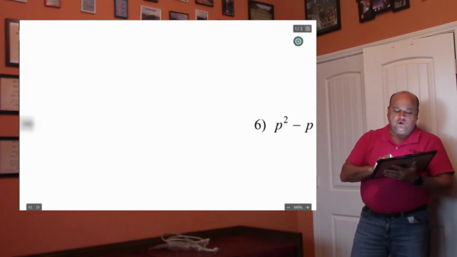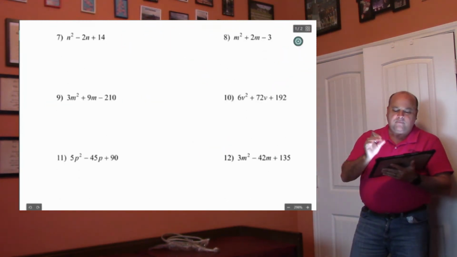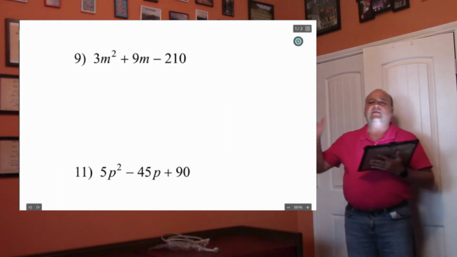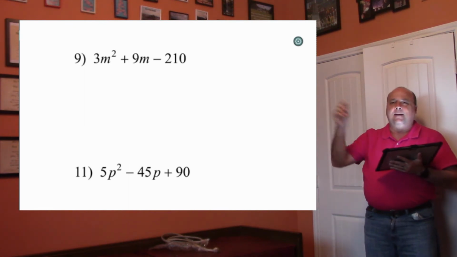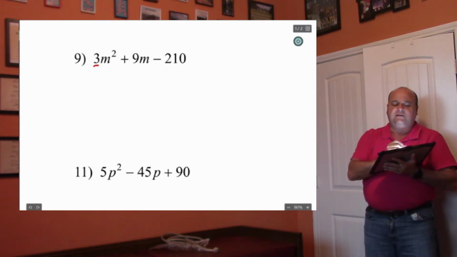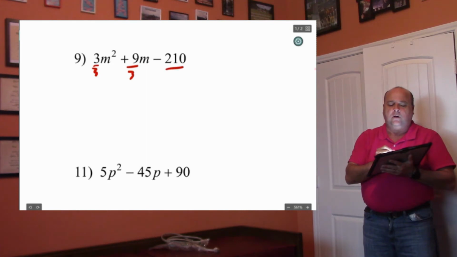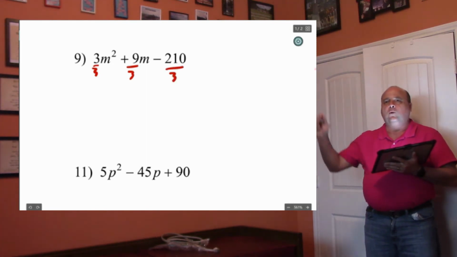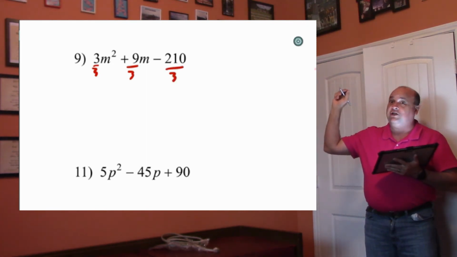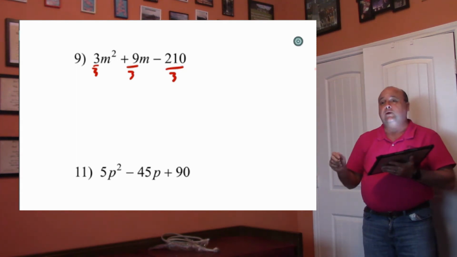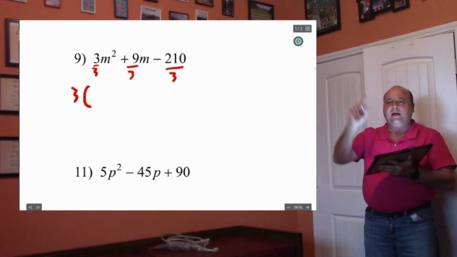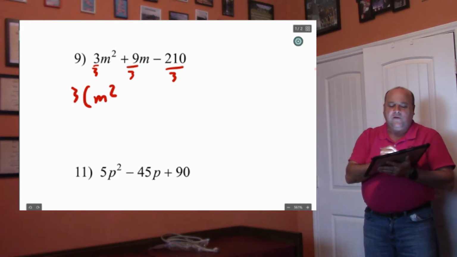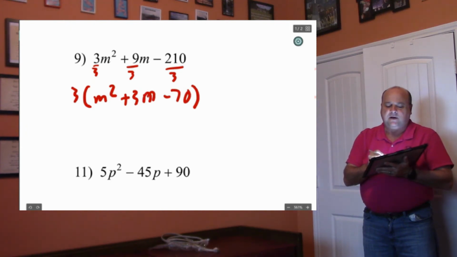Now then, let's go to number 9. On number 9, they put a number in front of the square term. Okay? Now then, what happens on today's worksheet is this number will divide into all the other numbers. So what you're going to do is pull out, that's your GCF, right? That's what we did 2 days ago. We factored out a GCF. So we're going to write down 3, and we're going to divide everything by 3. M squared plus 3m minus 70, right?